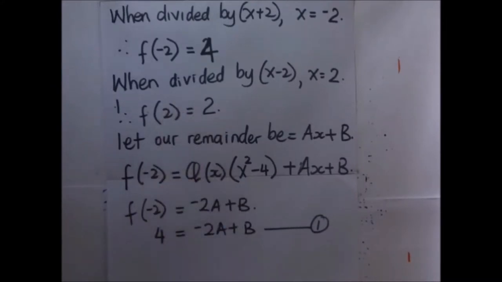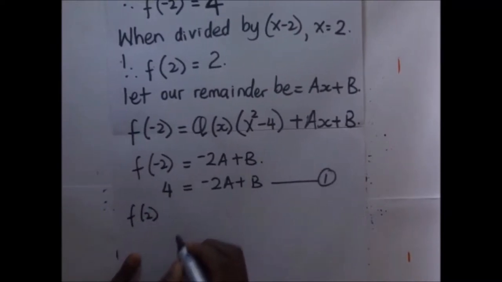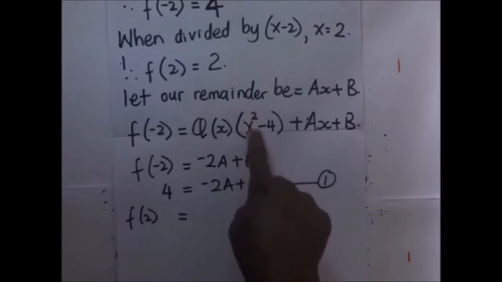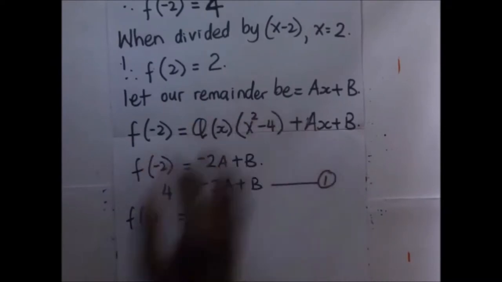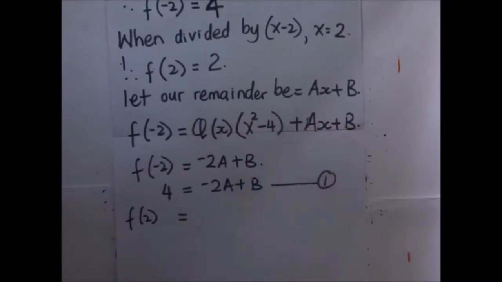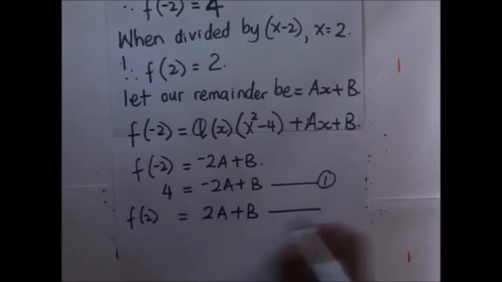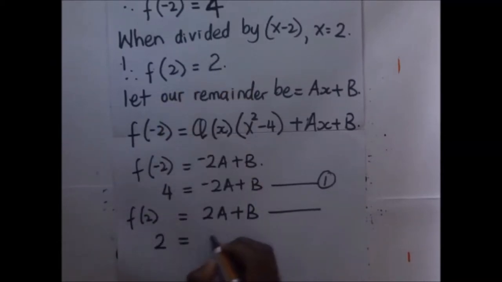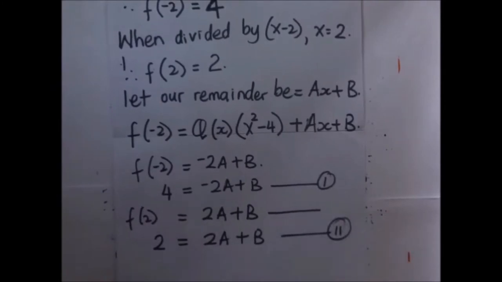When we put our value of x here, 2, f of 2 is going to be equal to, 2 squared minus 4, which is 0. So this whole term is going to die, 0 times this is all 0. We remain with 2a plus b. Our function of 2 gives us 2, so 2 equals 2a plus b. That's our equation 2.